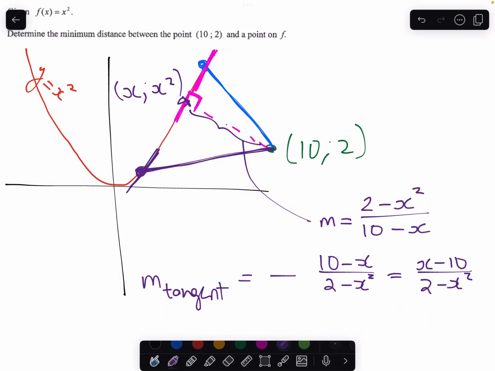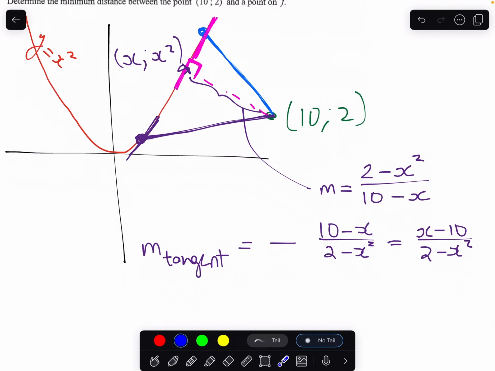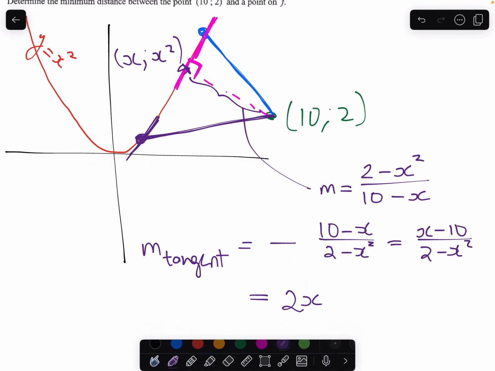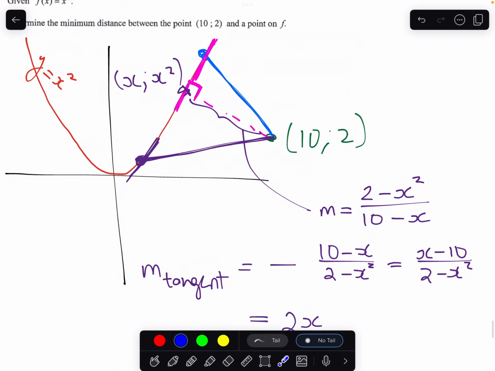At the same time, we also know that the gradient of any tangent to this parabola is given by the first derivative of x squared, which is 2x. So we are looking for a line that joins (10, 2) and some point on the parabola such that it meets two conditions. Firstly, that line must be perpendicular to the tangent at that point.